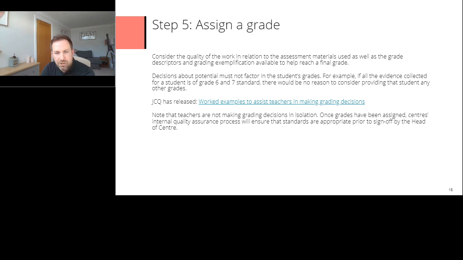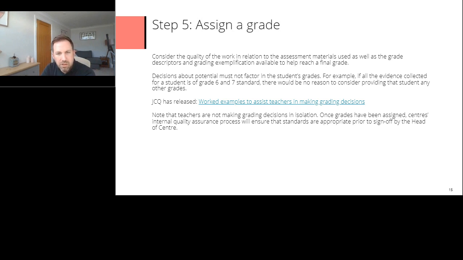It's really important, again, just to stress, as I mentioned earlier, that you do not take into account students' potential performance in a qualification. So, for example, if all the evidence collected for a student is of a grade 6 and 7, there would be absolutely no reason to consider providing that student any other grades. And again, the key principle is the evidence: the grade you're awarding students this year must be supported by the evidence that you have to support that grade.